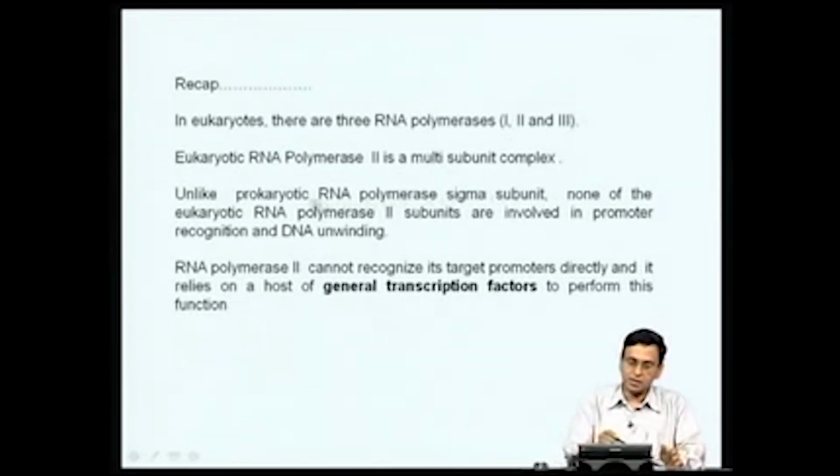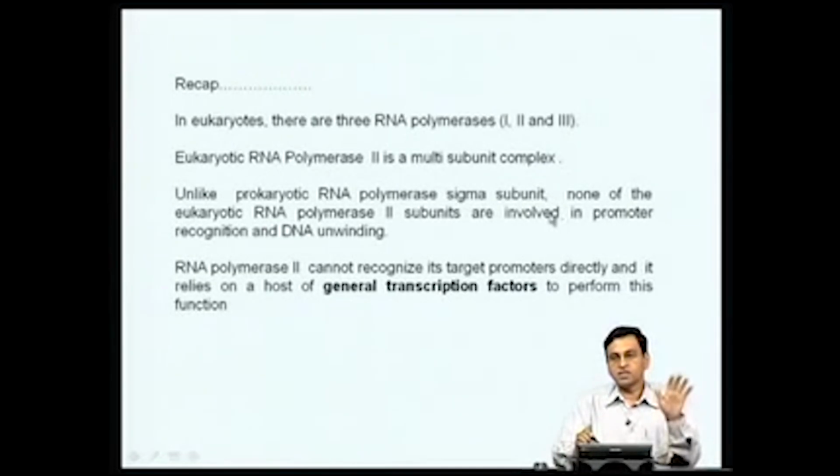We also discussed in the previous class that eukaryotic RNA polymerase is a multi-subunit complex. Unlike the prokaryotic enzyme, which has only 4 subunits, the eukaryotic RNA polymerase has a lot more subunits. And unlike the prokaryotic sigma subunits, which can recognize the Pribnow box, that is the -10 box, and the -35 sequence, none of the eukaryotic RNA polymerase 2 subunits are involved in promoter recognition and DNA winding. This is another important point we discussed last time: none of the subunits can actually recognize the promoter. So, the eukaryotic RNA polymerase is kind of blind; it does not know where the promoter is.